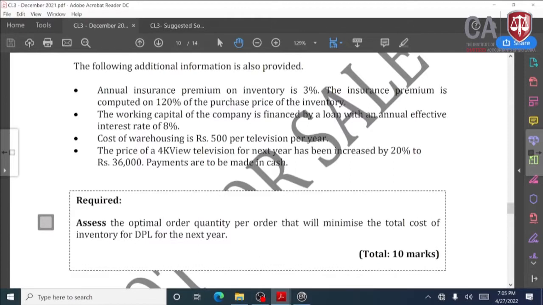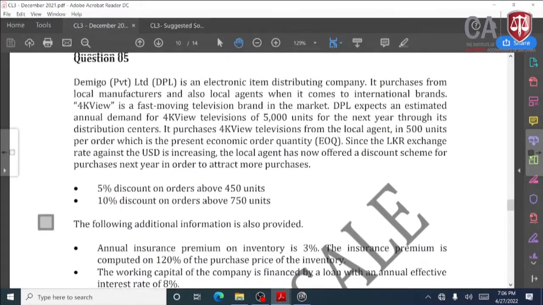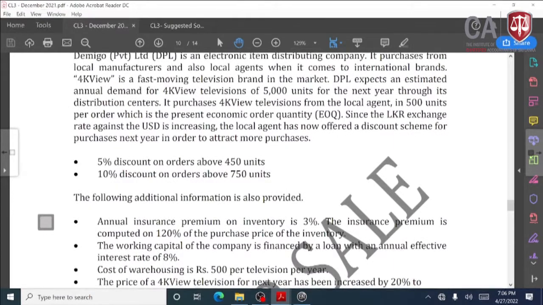What is the requirement? Assess the optimal order quantity per order that will minimize the total cost of inventory for DPL for the next year. Now there is a bulk discount involved. You have to see whether we are getting a favorable price or not, and which quantity to be ordered to get the maximum benefit out of it. In order to calculate your economic order quantity, first, can you remember the economic order quantity formula that you have already learnt? Economic order quantity is the optimum order size which minimizes your holding and ordering cost. Both costs will be minimized.